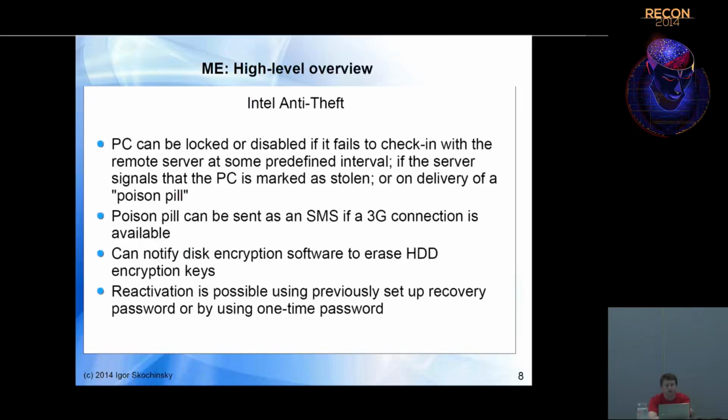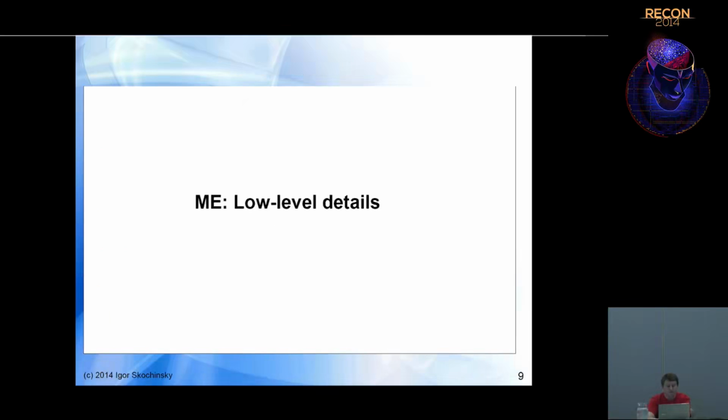And in some versions, you could also notify the encryption software on the host OS that the computer has been stolen, so it could erase the encryption password. So, that was a bit high-level overview.